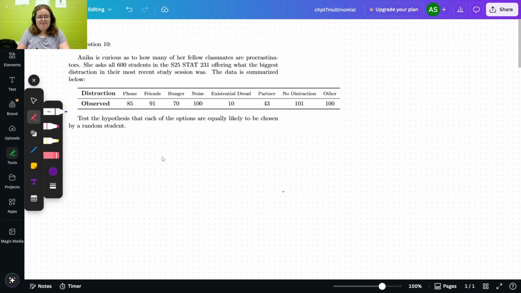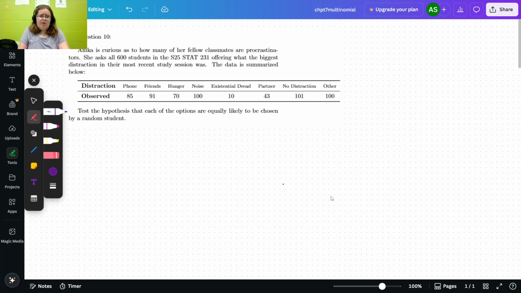So, we were asked to test the hypothesis that each of the options are equally likely to be chosen by a random student. Now, if you're familiar with Chapter 7 by this point, as I sincerely hope you are, you might be thinking, okay, are we using the likelihood ratio test or the Pearson goodness of fit test? And the short answer is I'm using both of them for this video just to show you them. I expect on the final we would be either told to do one or you can do either of them and see how it goes. But I'll be demonstrating both here.